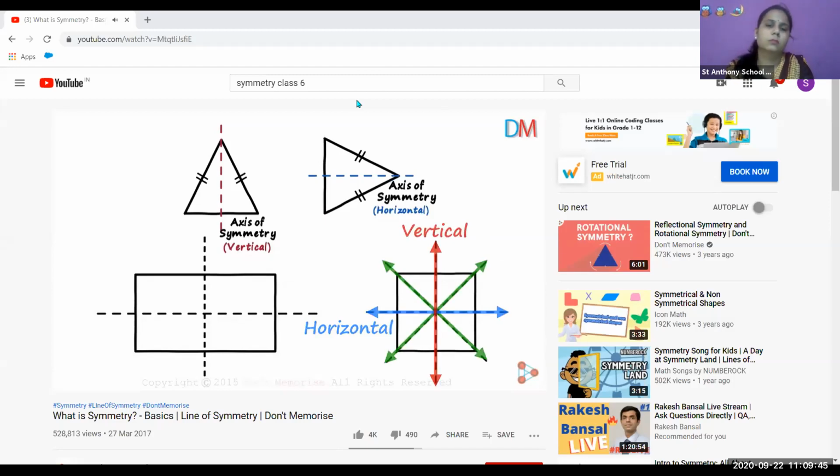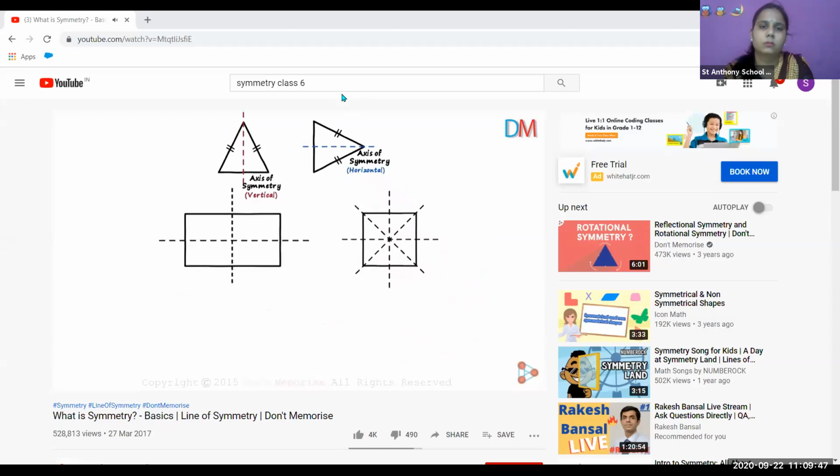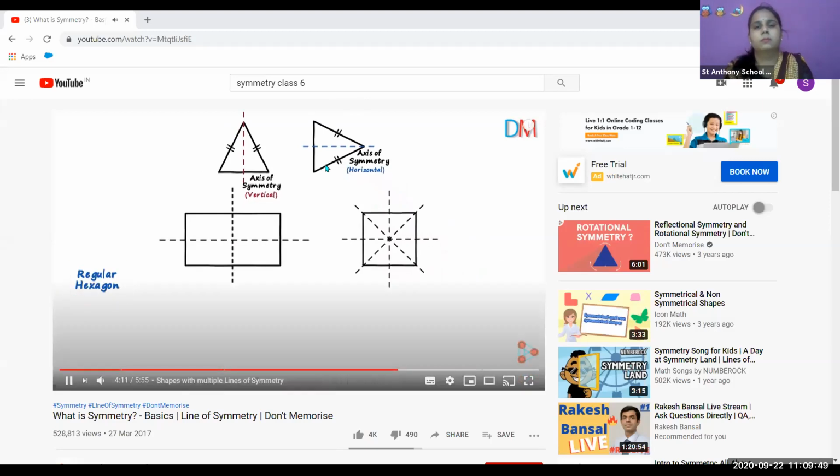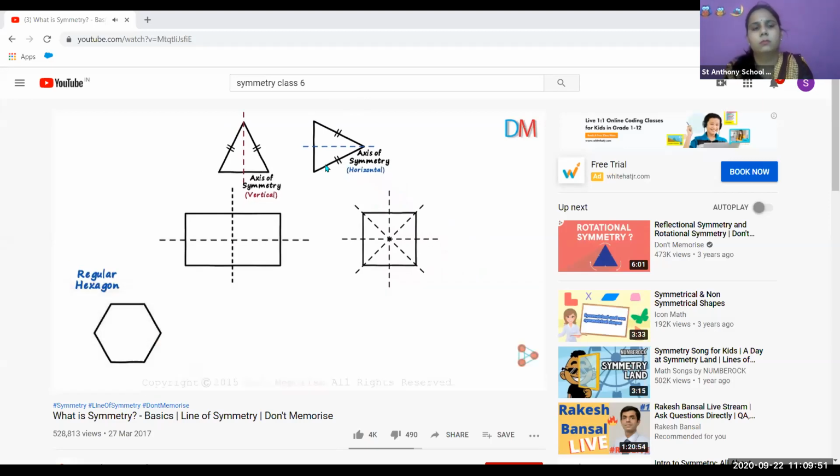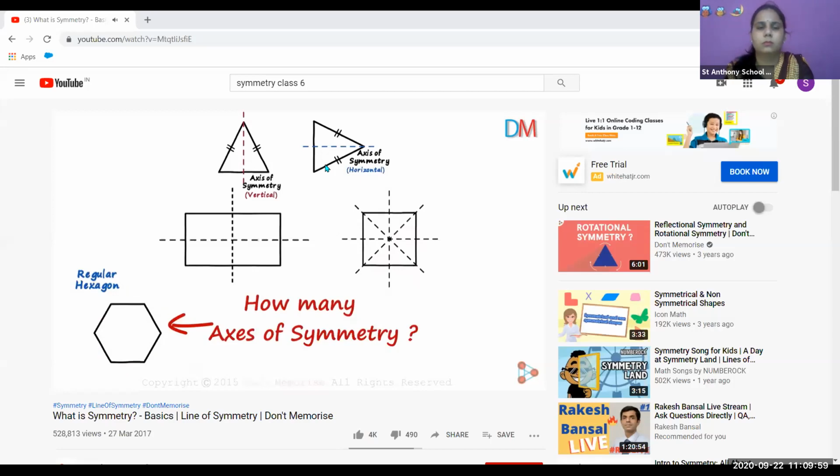More than four? What if we have a figure like a regular hexagon? A regular hexagon is a closed figure with 6 equal sides and 6 equal angles. How many axes of symmetry does a regular hexagon have? Pause the video and try to arrive at the correct answer.